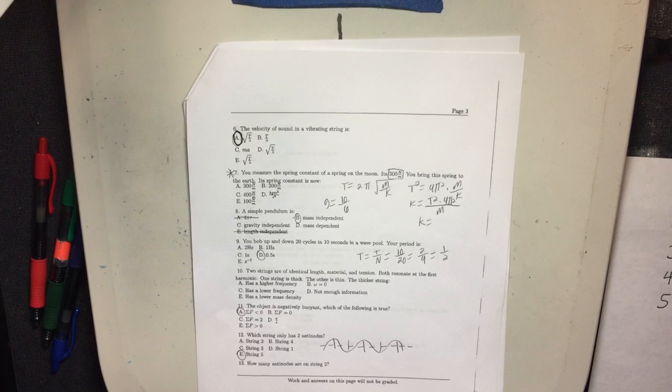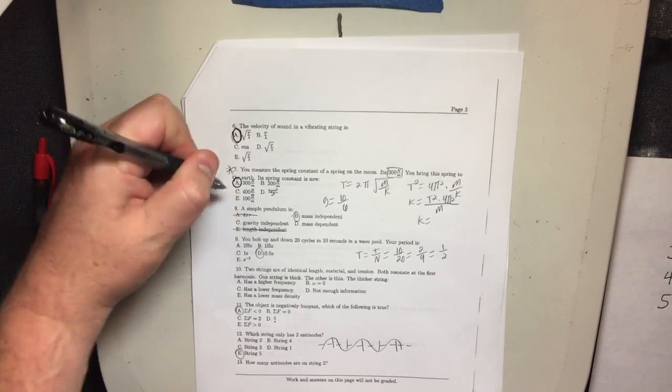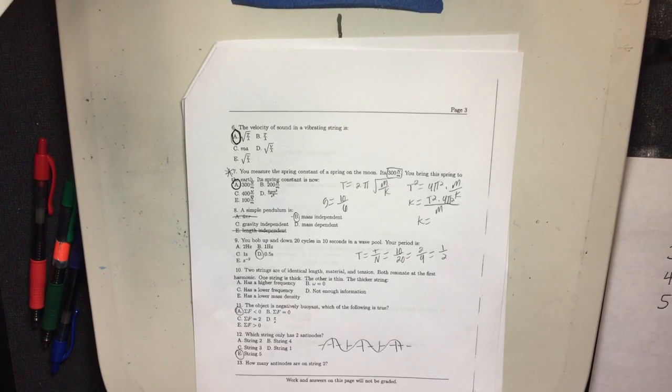You measure the spring constant of a spring on the moon. It's 300 newtons per meter. You bring this spring to the earth. Its spring constant is now what? It's the same. What's the second word of spring constant? Constant. It doesn't matter if it's on the moon, earth, out in space. It's the same.